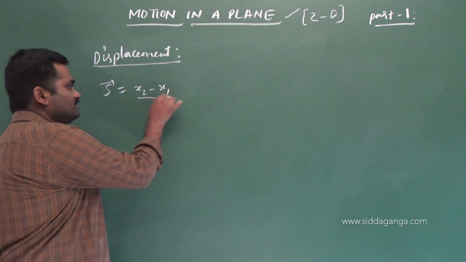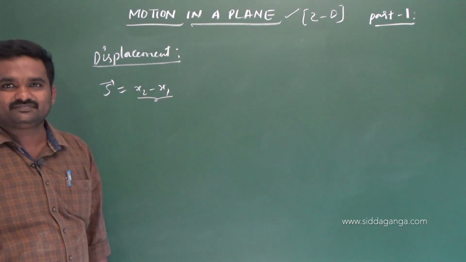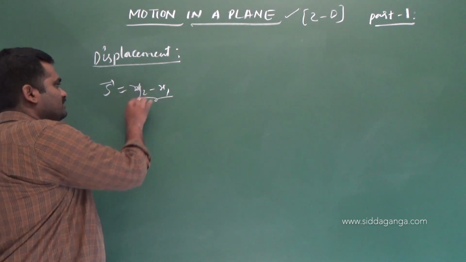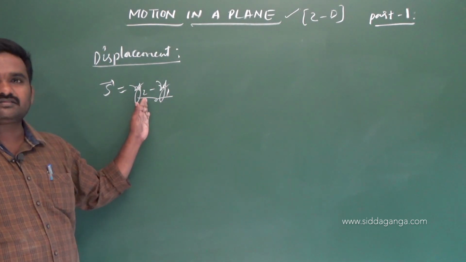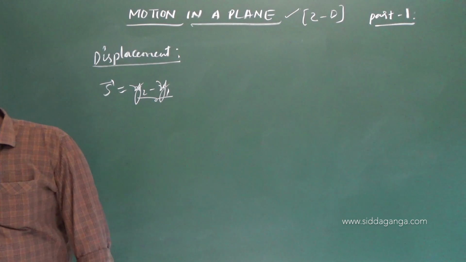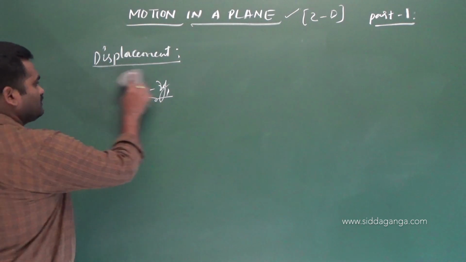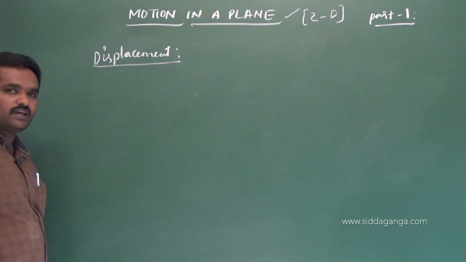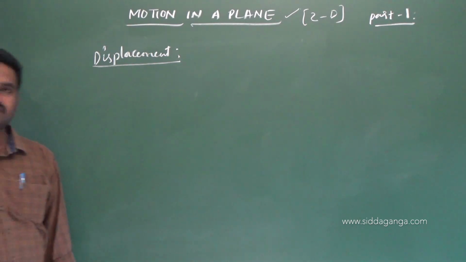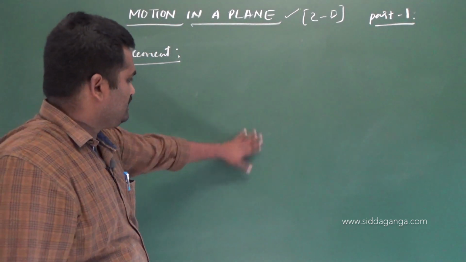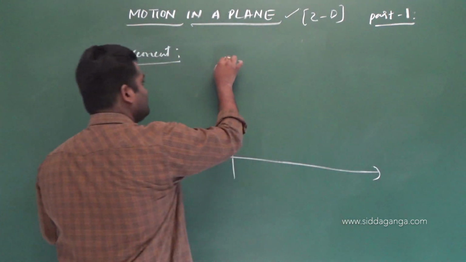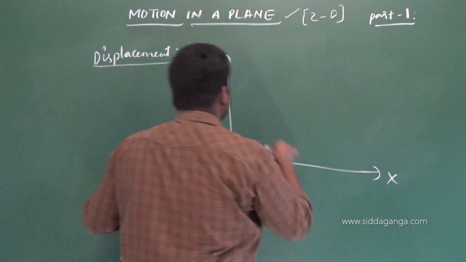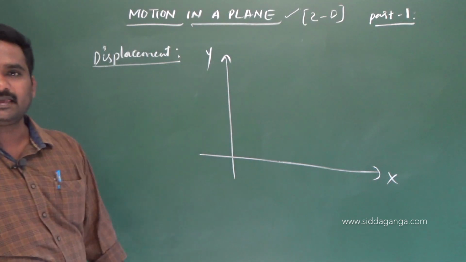Why only x? Because it is travelling only in x direction. If it travels only in y direction, then I would have written y2 minus y1. That is the displacement we have studied in one dimensional motion. Now when it comes to two dimensions, vector representation is a must, and we will see how to write it. Say a body is moving in xy plane, okay.